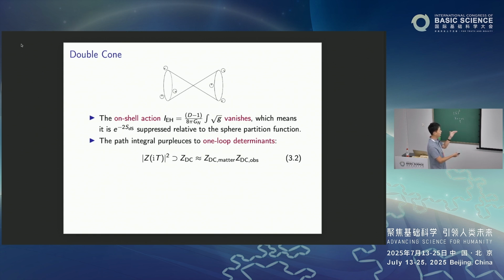So if we have a matter observer, then it reduces our graviton, then you are calculating the one loop determinant on this double cone geometry. And that will be our next goal.